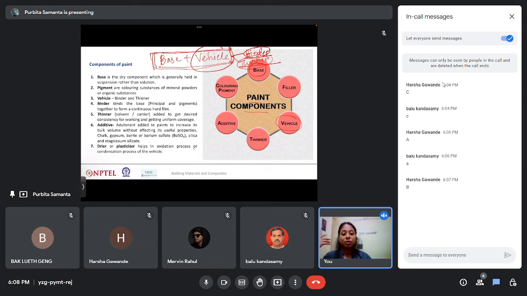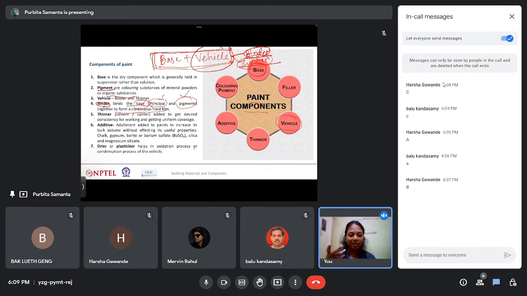Now when it comes to binder, once again it's a very important component that helps in binding the base, that is binding the principle and the pigments. Now again, what are the pigments? These are the coloring substances which we can get by adding any mineral powder or any organic substances. Binder helps keep the base, which comprises the principle and the pigments, together in order to form a continuous hard film. So this is what binder is.